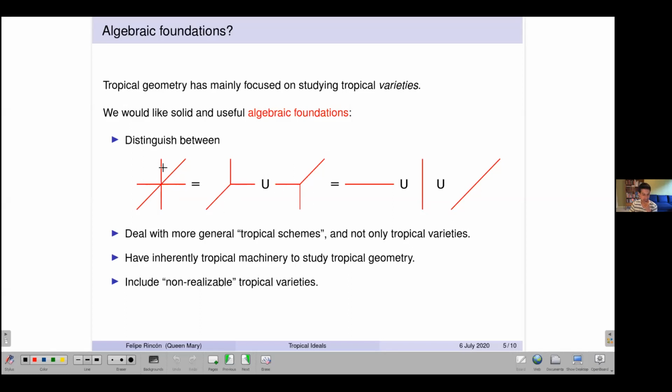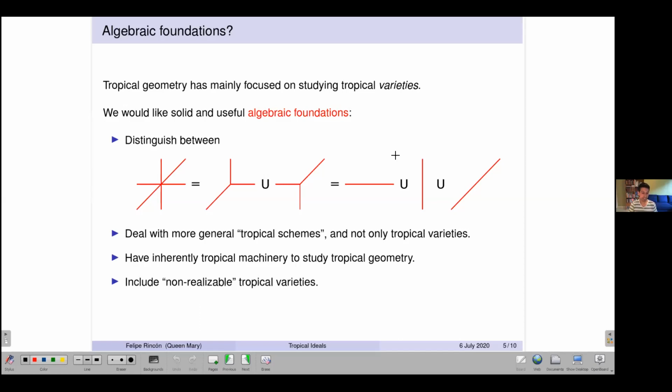That will give you this variety that we started with, or you can decompose it as a union of these three lines, horizontal, vertical, and diagonal, and those are also tropical varieties, and that would give you a different decomposition of the variety into irreducible varieties that you cannot further decompose.